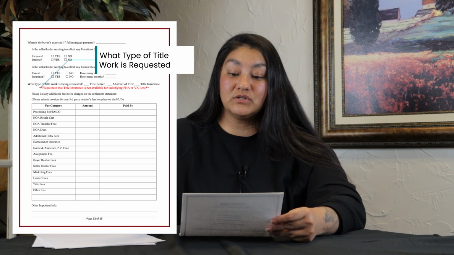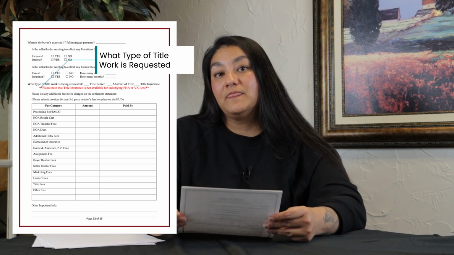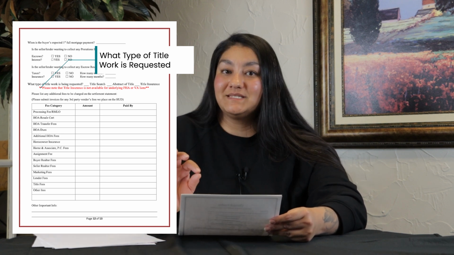One of the things that I do want to bring your attention to is where it asks what type of title work is being requested. It says title search, abstract, or title insurance. The reason this is important is because it will determine the time frame of your loan. If it is an FHA or VA loan, title insurance cannot be issued, so title search or abstract of title will be your choices.